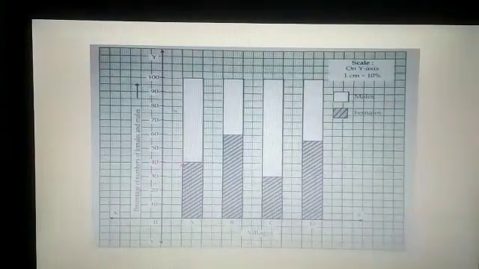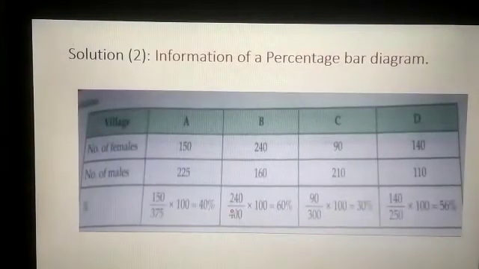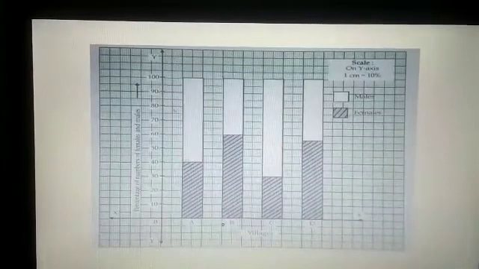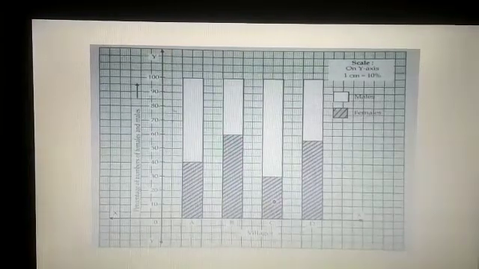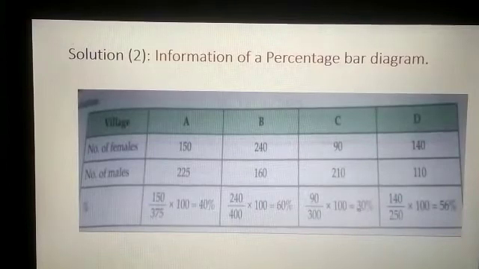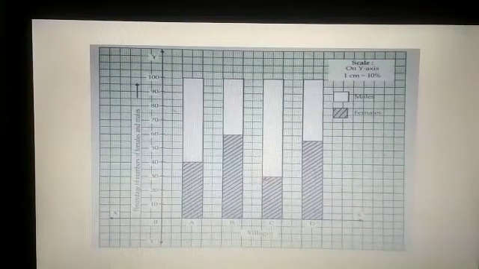40% in village A. So let's show. This is the 40 number. So the 40 marking line is there. So for 40% we will join a horizontal line here and shade it in village A. And in village B, how much percentage? 60%. So in village B, let's find 60%, draw a horizontal line and then shade it. In village C, how much percent? In village C, it is 30%. So now village C has 30% of females, so 30 here. So we will draw one more horizontal line and shade the percentage of female workers.